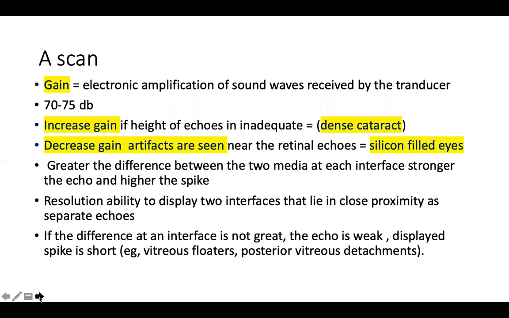So gain is a parameter that we should all be aware of, because where is that going to be practically used? So in cases of denser cataracts, when you don't achieve adequate height of echoes, you may want to increase the gain. And in cases of eyes where, silicone filled eyes, where there are unnecessary artifacts which are seen, the gain may need to be decreased.